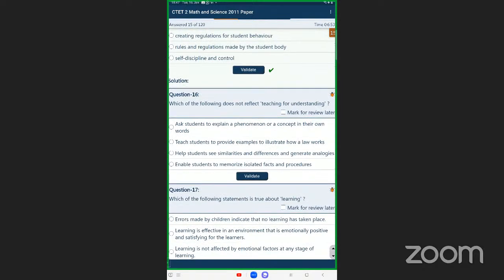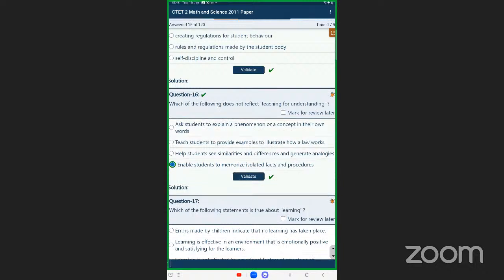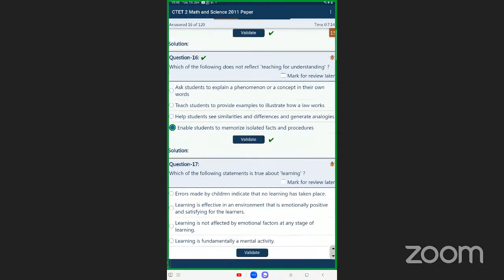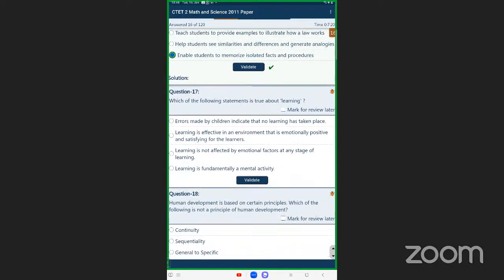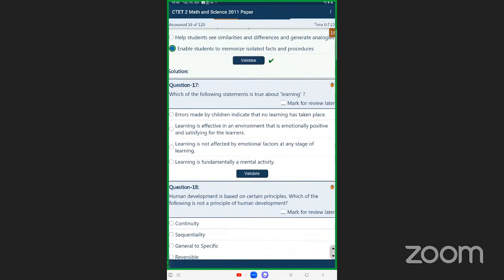Which of the following does not reflect teaching for understanding? Which of the following does not reflect teaching for understanding? So enabling students to memorize isolated facts and procedures, this is not correct, because we have to give the positive answers only. Next one, you see, what can be the next one? Which of the following statements is true about learning?